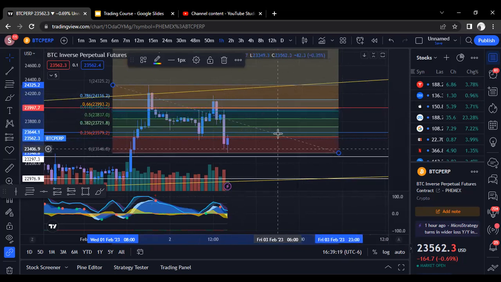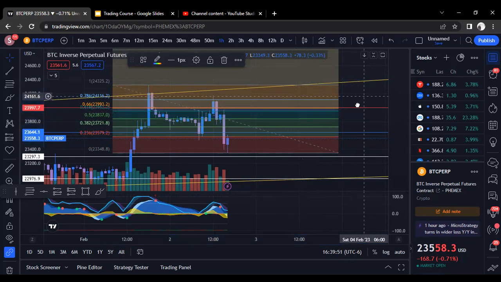And as you can see already, it's come up to here once and rejected off of it. And before it came up to the 0.786 and rejected off of that one too. But you wouldn't have known that these were fib levels until right now. But if it comes up to this level, this would be a good place to look for a short.